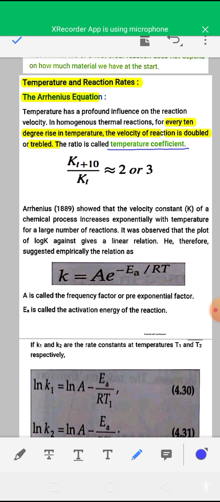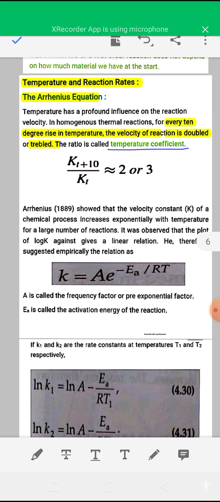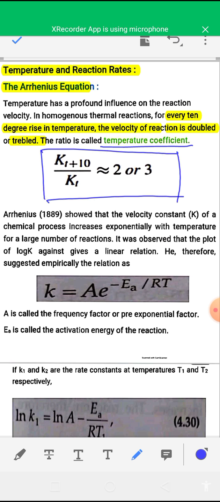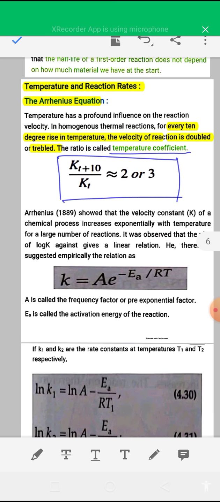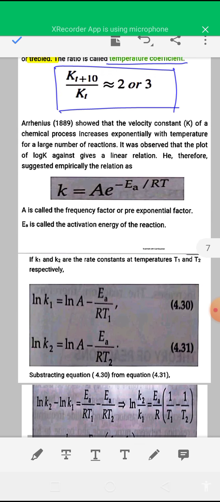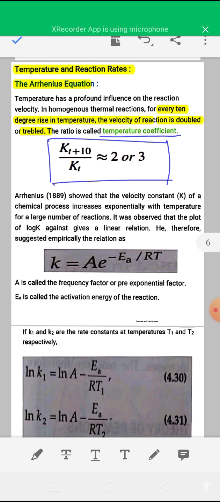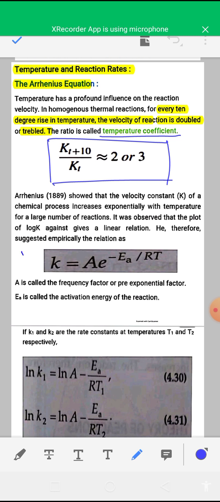Suppose Kt+10 is the rate constant at temperature T+10, and Kt is the rate constant at temperature T degree Celsius. Then if you calculate the ratio Kt+10 divided by Kt, you will find a value of 2 to 3. That means the rate of the reaction becomes almost 2 times per 10 degree rise in temperature. Remember that. You can state the exact relation between rate constant and temperature by using the Arrhenius equation.